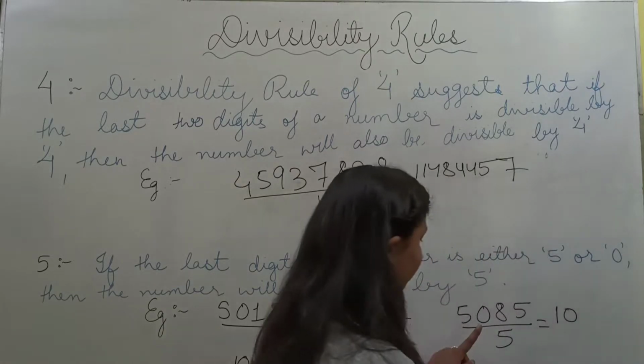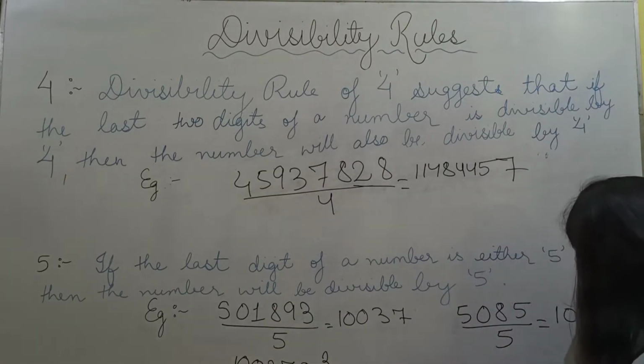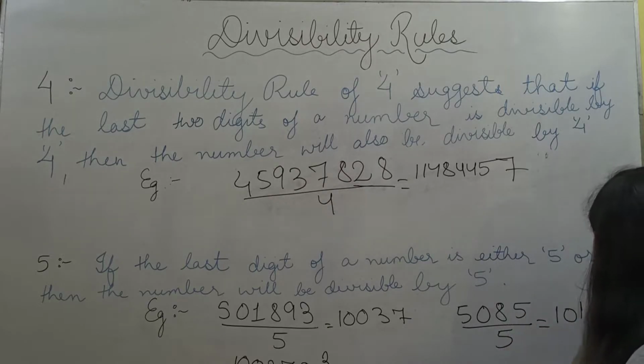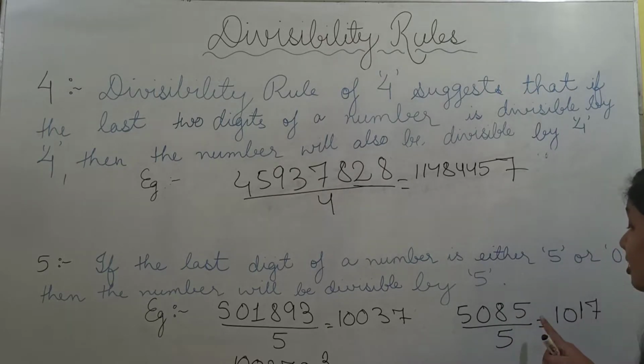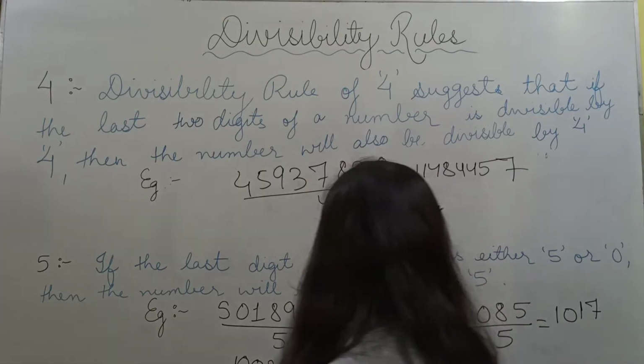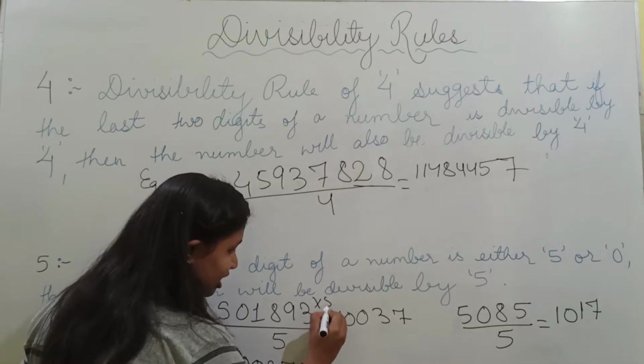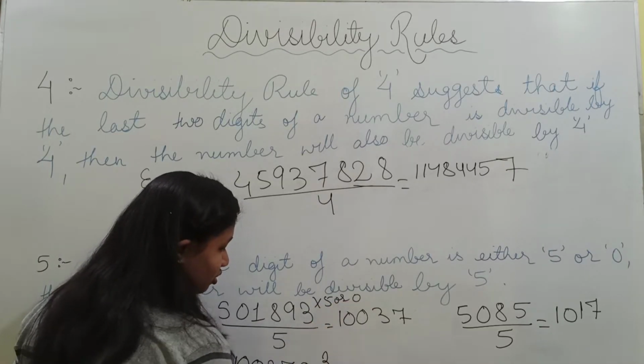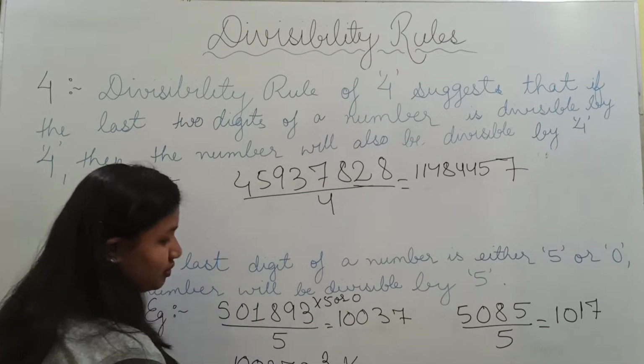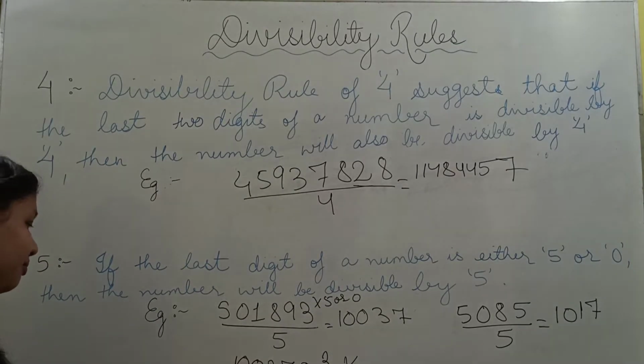5 ones are 5, 5 zeros are 0, again 5 ones are 5, 3 will be carried, and 5 sevens are 35. Since the last digit was 5, the number got easily divided by 5. And since the last digit was not 5 or 0, the number wasn't divisible completely by 5. I hope you understood the theory. If you want, please take the screenshot of this board for your future reference.